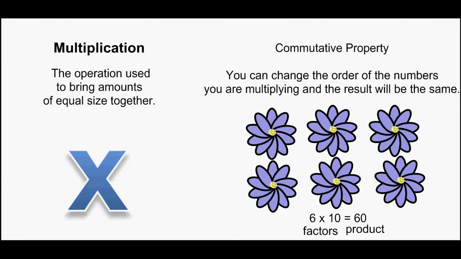Multiplication has several very useful properties. The first is the commutative property. With the commutative property, you can change the order of the numbers that you are multiplying, and the result will be the same. For example, I can have 6 flowers, each with 10 petals. The total number of petals is 60.